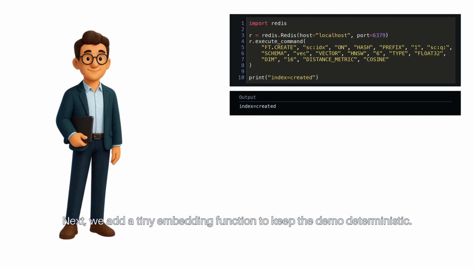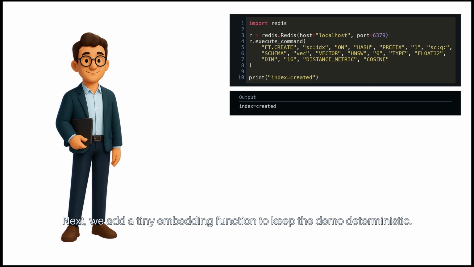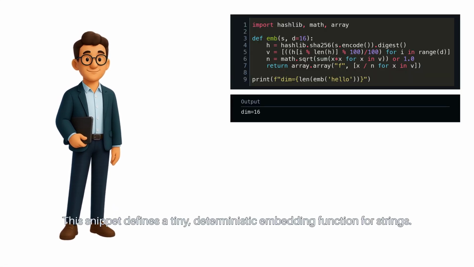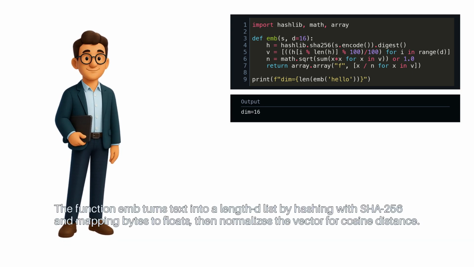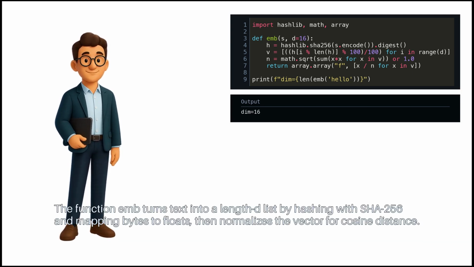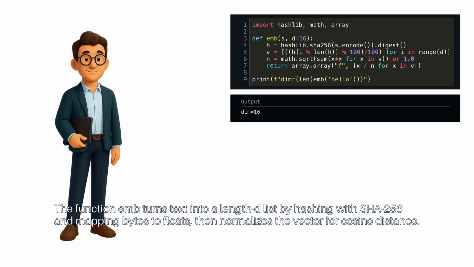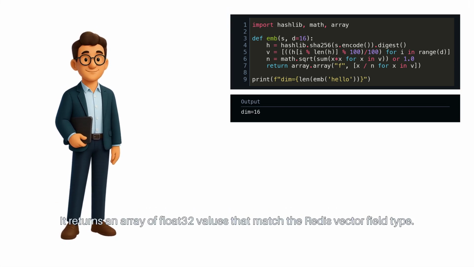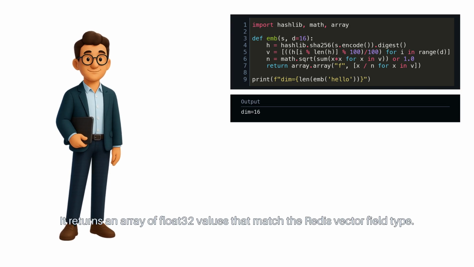Next, we add a tiny embedding function to keep the demo deterministic. This snippet defines a tiny deterministic embedding function for strings. The function emb turns text into a length D list by hashing with SHA-256 and mapping bytes to floats, then normalizes the vector for cosine distance. It returns an array of float32 values that match the Redis vector field type.